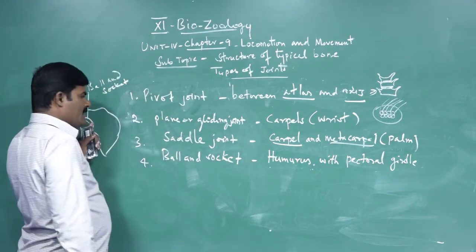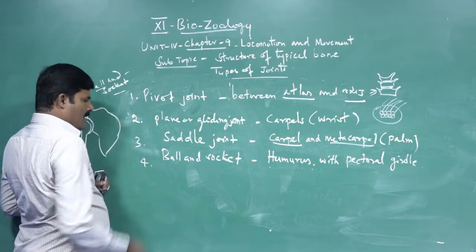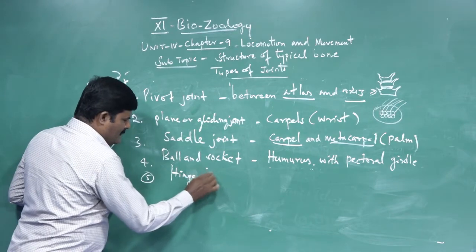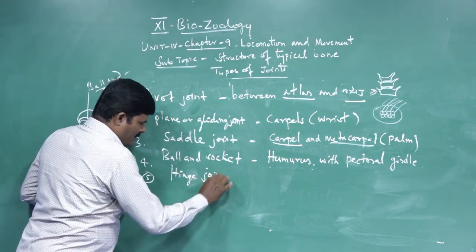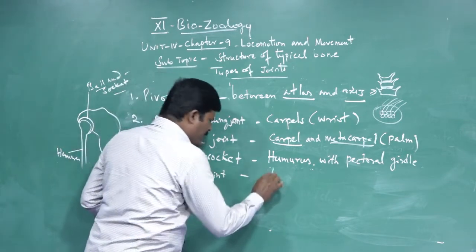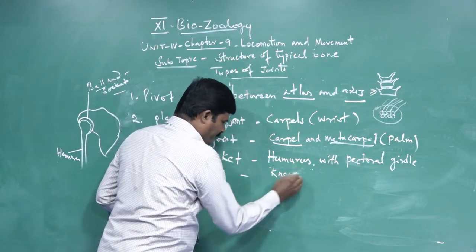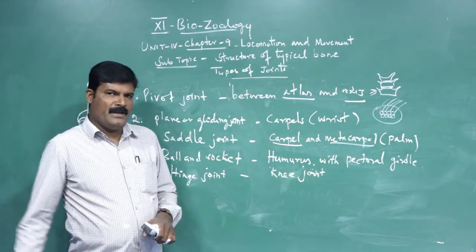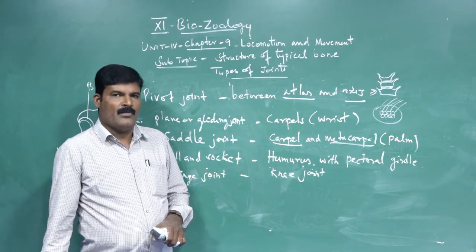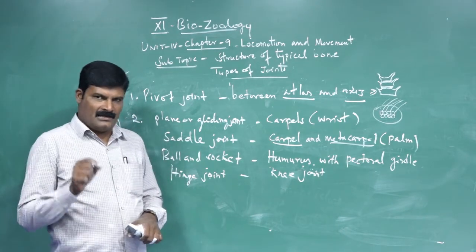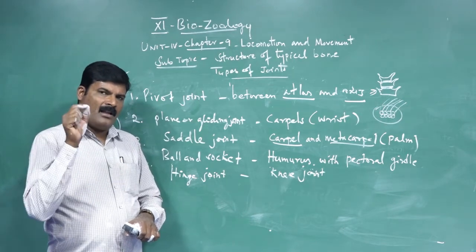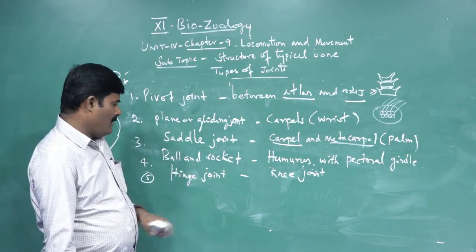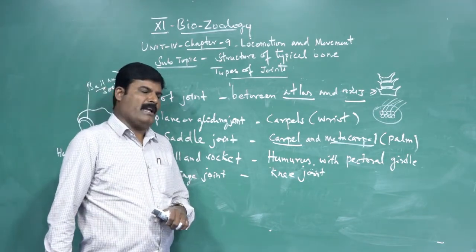Next one is called the ball and socket joint. The fifth one is called the hinge joint. What is the example of hinge joint? That is the knee joint. Where is the knee joint? The femur or thigh bone is connected with the bones of the leg, which is called the knee joint. Particularly the patella is present between the femur and the tibia. It makes a hinge joint. It allows one direction movement.